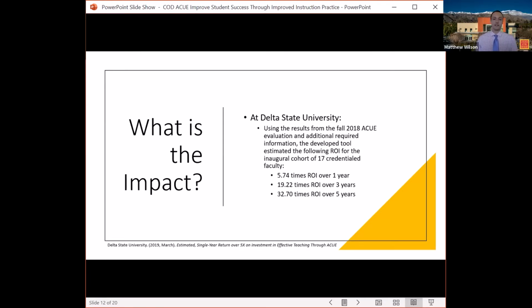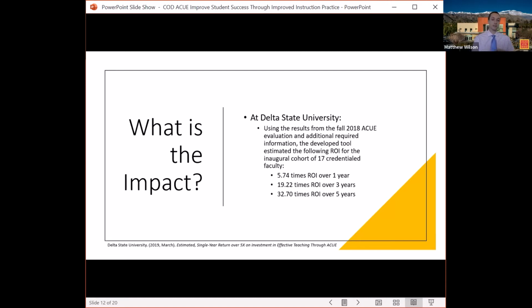When just 17 of these credentialed faculty members went through the program, they tracked the change in success rates amongst their students, and they estimated that after just 1 year of these members teaching, they had a return on investment of over 5 times what they actually paid for those 17 faculty members to take this course. And of course, as you continue to extrapolate it, there are a number of variables that must be considered.